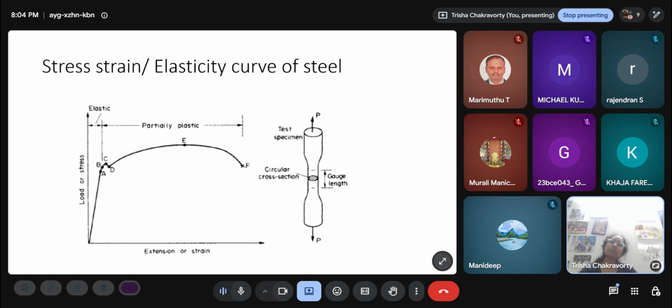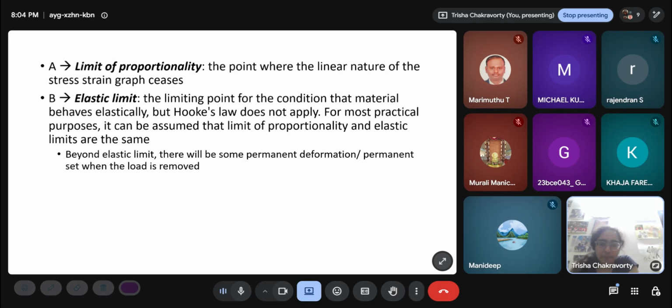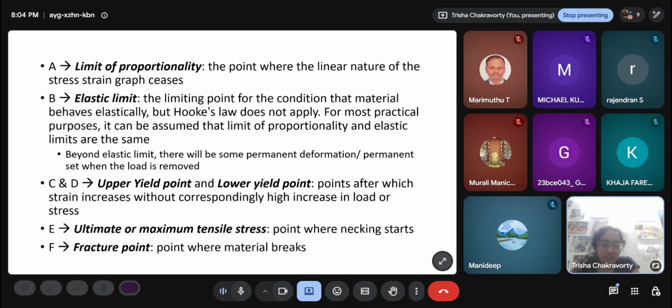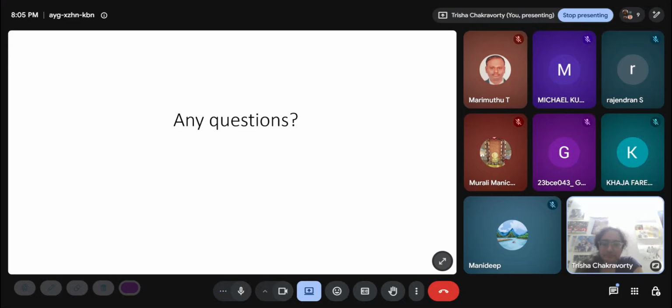If you are doing UG in civil engineering, you would probably have done this tensile strength test somewhere. But yes, you should know the names of these points and the significance of these points, particularly for competitive exams.